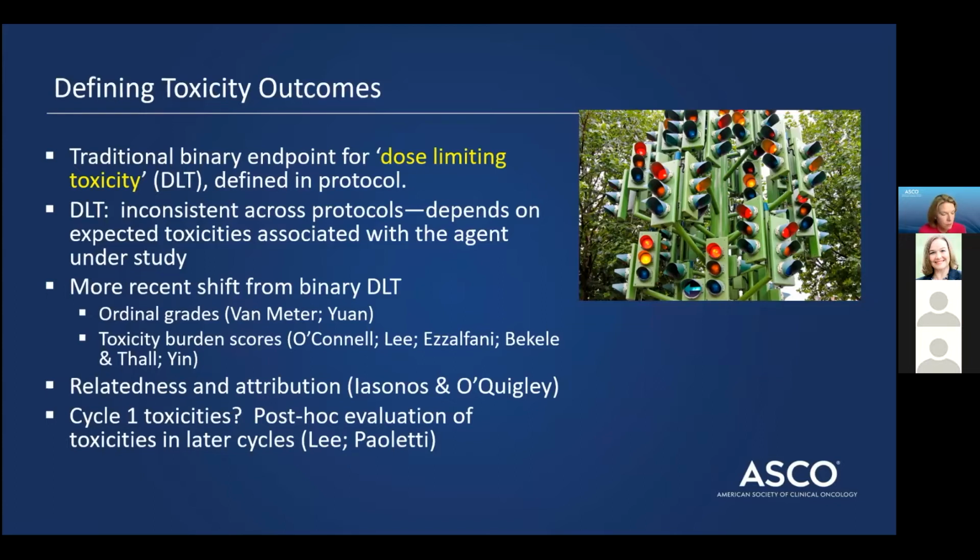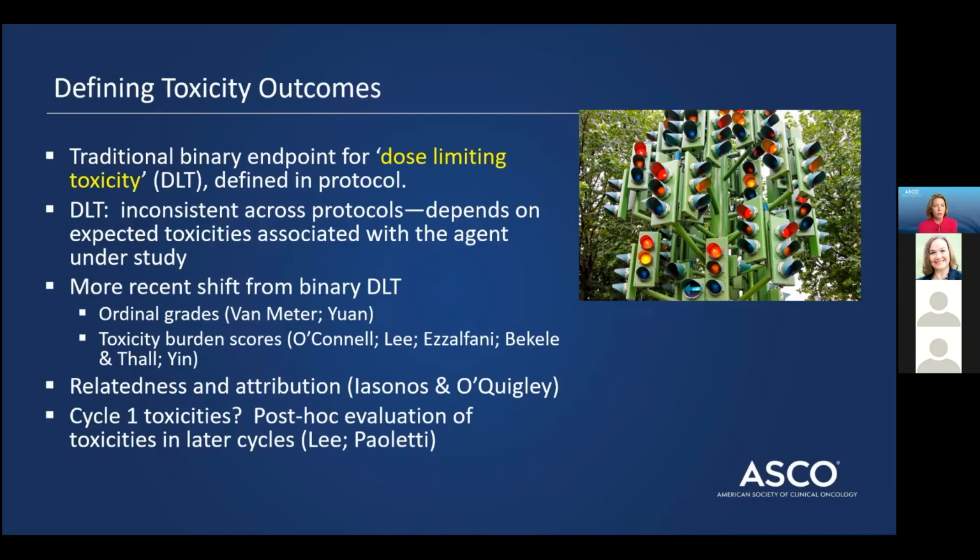In most of the traditional phase 1 studies, there is a binary endpoint called the dose-limiting toxicity, or the DLT, that's defined in a protocol. This is something that is not consistent across protocols. It will depend on the expected toxicities associated with the agent under study. So this will be defined in consultation with the clinicians involved in the study, pharmacologists, and others to state what would be considered an unacceptable toxicity or a dose-limiting toxicity. These usually are grade 3, 4 toxicities graded through the common toxicity criteria.